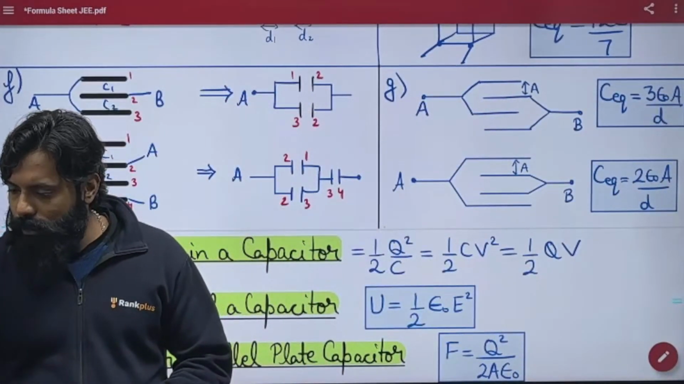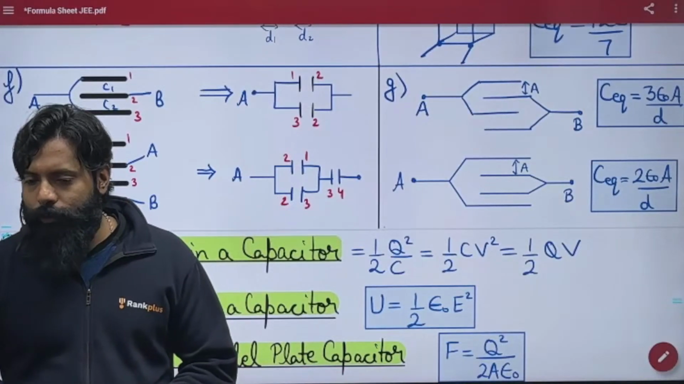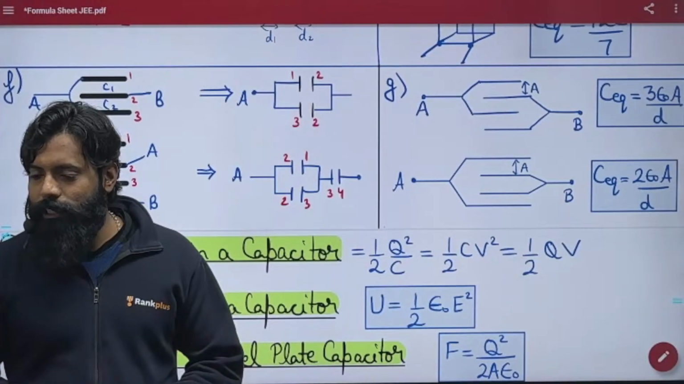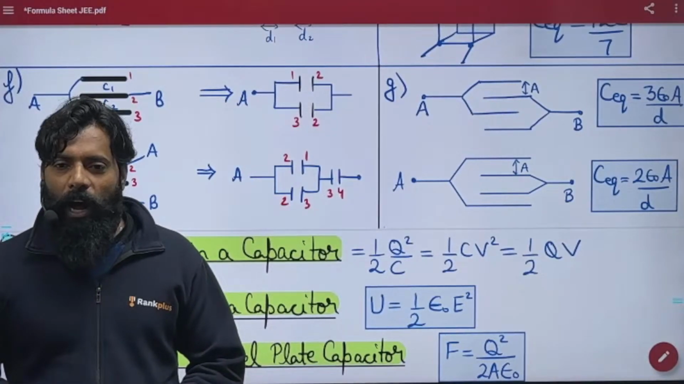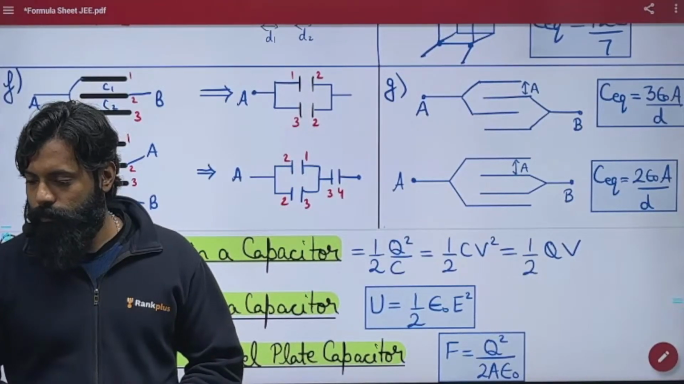Sir, in mock test, I get 200. Can I get more in the remaining days? So, Gaurav Tiwari, first I need to know which institute's test series you are giving, and is it an online or offline test?